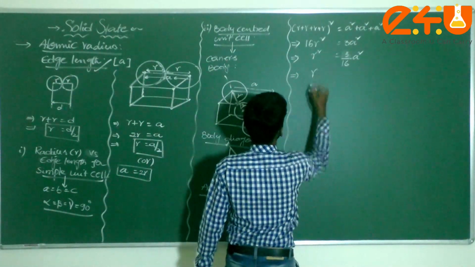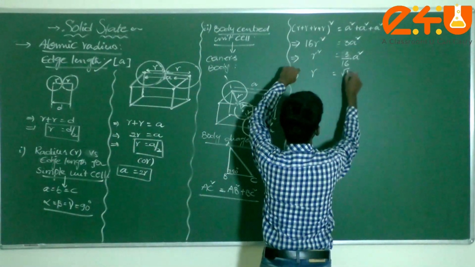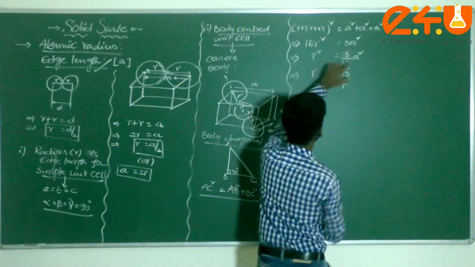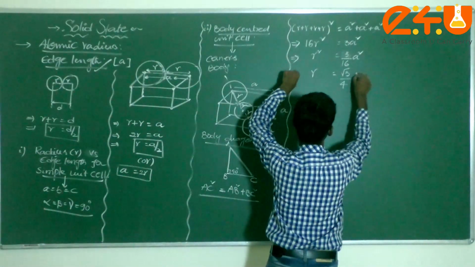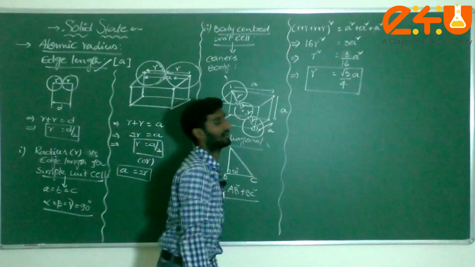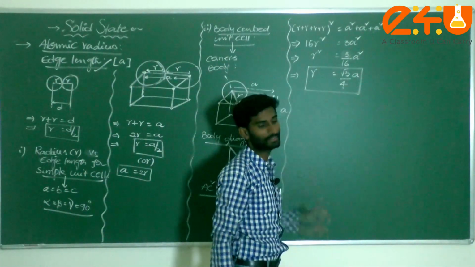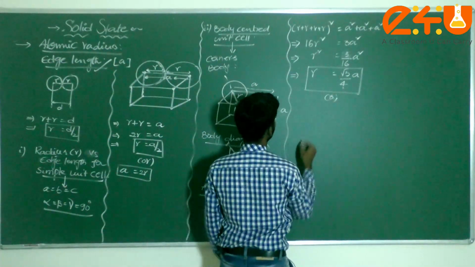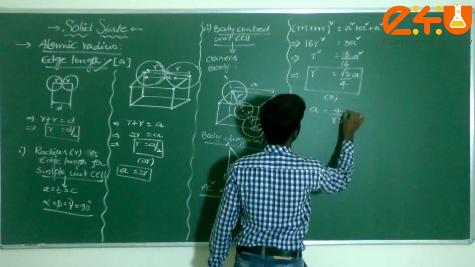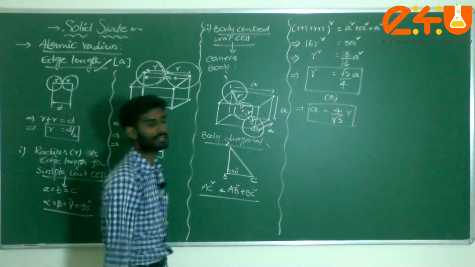That implies the radius of the body centered unit cell, R, is equal to, dear student, square root of 3 divided by root 16. That means I can write directly 4, root, the square root both cancel, which is equal to A. That indicates the radius of the body centered unit cell: R is equal to square root of 3 by 4 into A. Or we can write the edge length A is equal to 4 divided by root 3 into R. This is the edge length of the body centered unit cell.